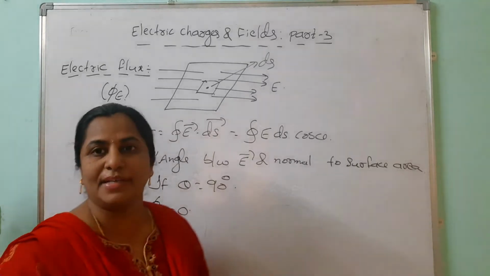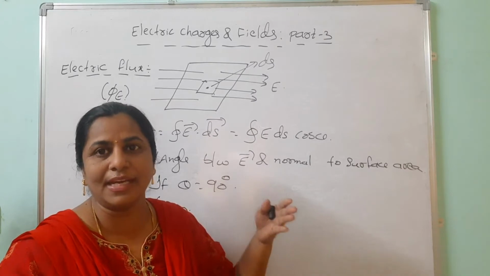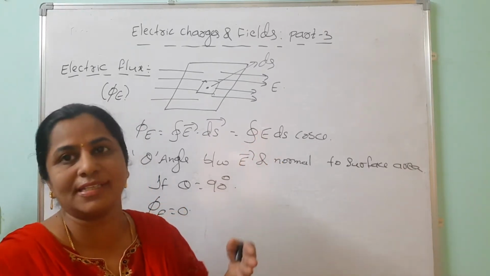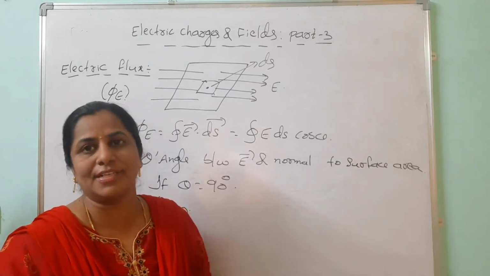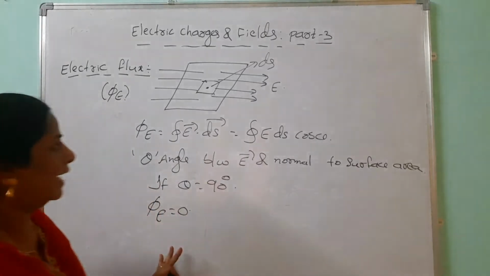That's why I clearly mentioned in the definition: the number of electric lines of force passing through the area perpendicular to the surface. When the lines are perpendicular to the surface, the angle theta equals 0 degrees, and we get cos 0 equals 1. So this is about the electric flux.